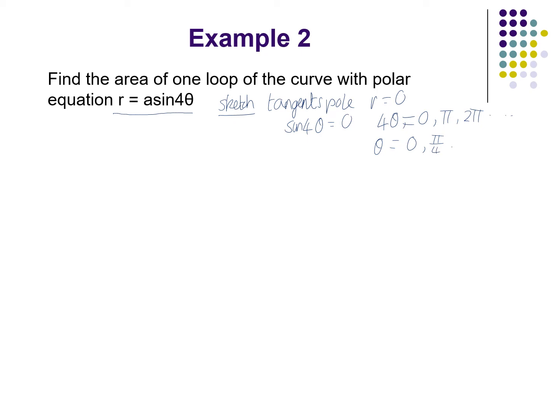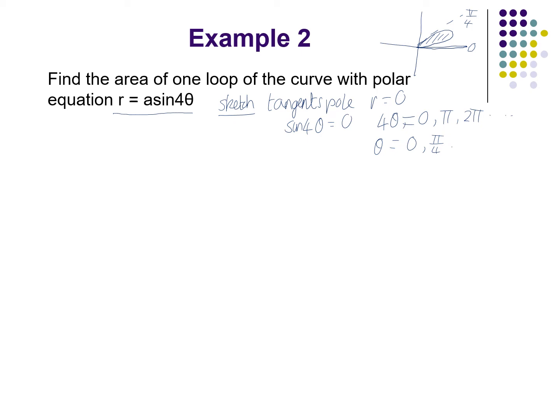So if I was to sketch it like this, I've got a tangent to the pole here, I've got a tangent to the pole at pi by 4, so my loop would look like that. So that's when I want to find the area of that one loop. You can see from my sketch what my limits are going to be. They're going to be between 0 and pi by 4.